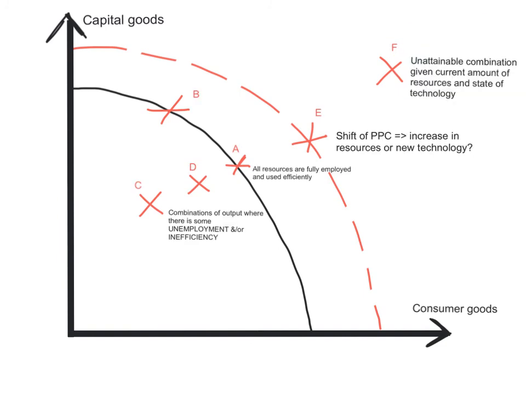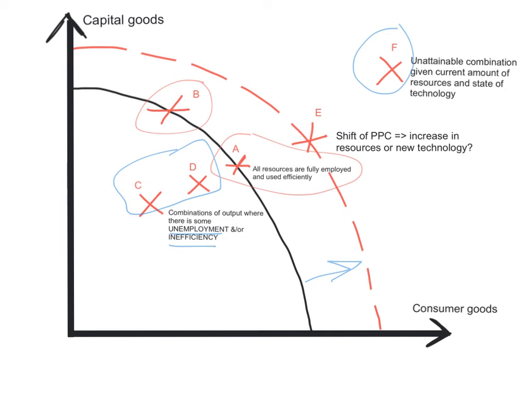So here's basically what a PPC looks like with all different points. Remember, any points on the PPC itself, like point A and point B, assume that all resources are fully employed and used efficiently. Any points within the PPC assume that there is either unemployment or inefficiency or both. If there's an improvement in the quantity or quality of resources or advancements in technology, the PPC will shift outwards. Point F, which is outside the PPC, is an unattainable combination of output given the current amount of resources and the state of technology.